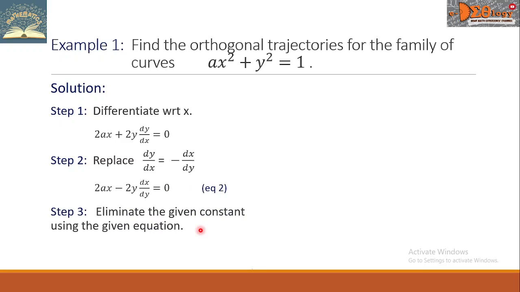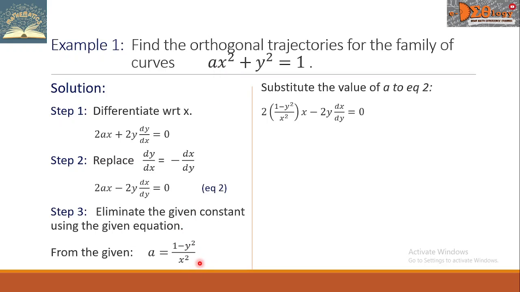Step 3. Eliminate the given constant using the given equation. The constant here is a. Now look at the given equation in here. If we isolate a, it will be equal to 1 minus y squared all over x squared. Then we substitute the value of this a to equation 2. This is our equation 2. The a is there, so this equation 2 becomes like this. The value of a is now changed.